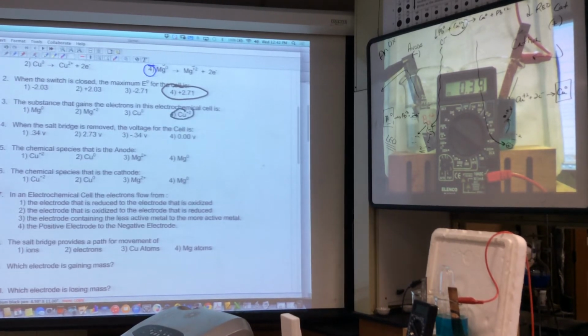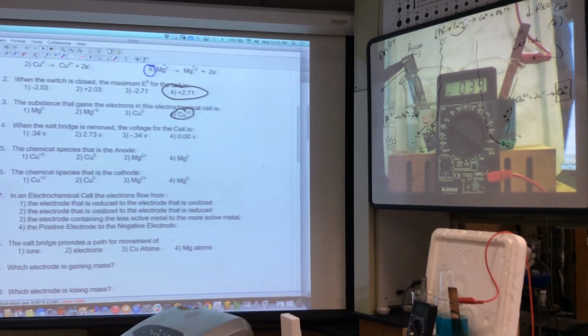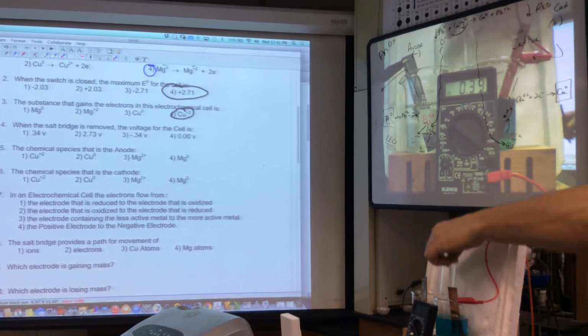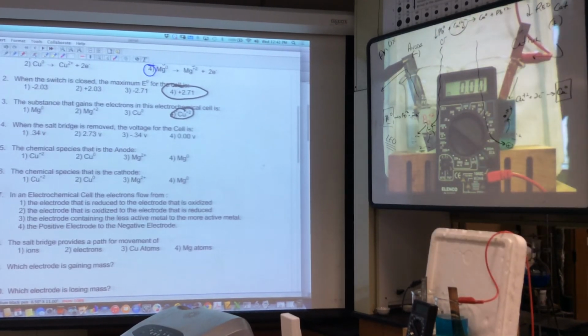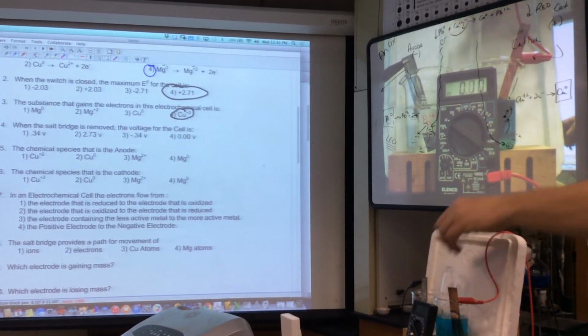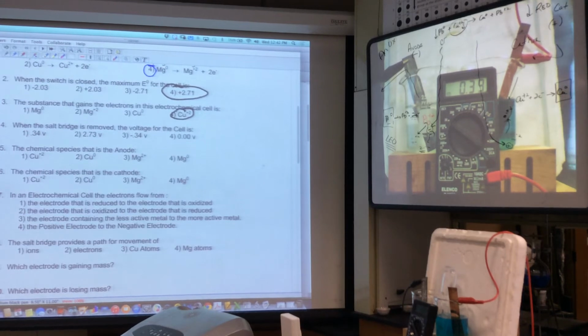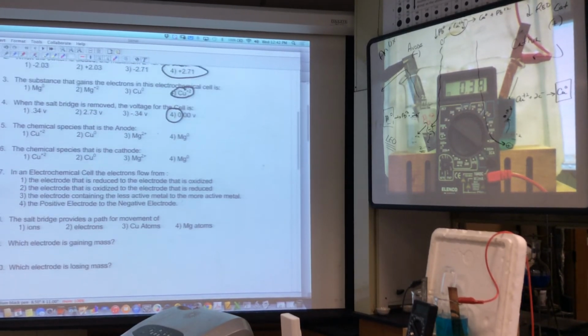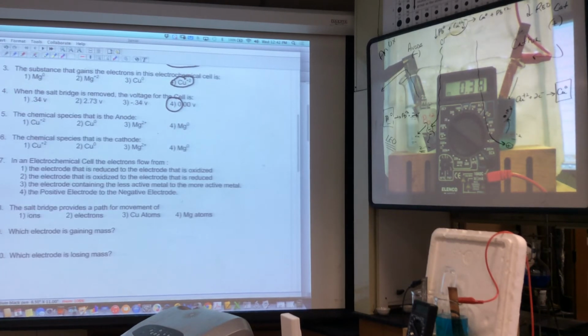Number 4, when the salt bridge is removed, what happens to the voltage of the cell? It goes to 0. So number 4 is the answer. Who is the anode? Mg what?